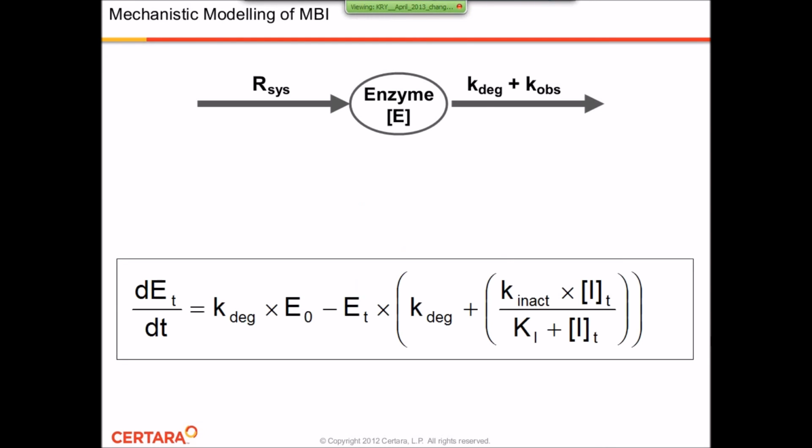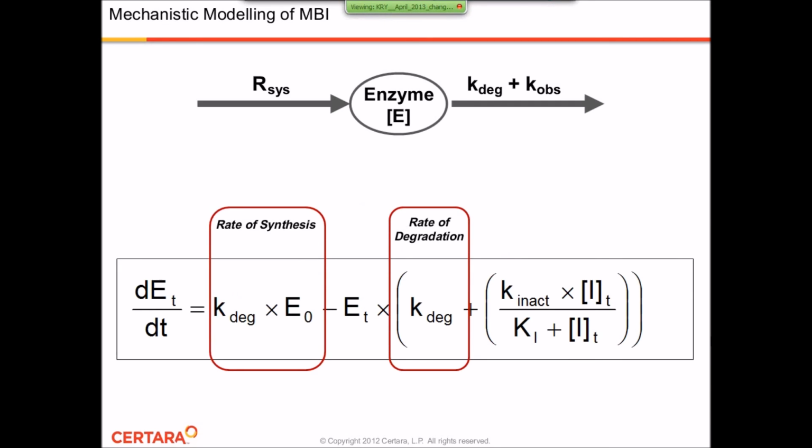To model this in SimSip, we use this equation here. We've got the rate of synthesis, we've got the rate of degradation, but also we've got this additional component here, which is the rate of inactivation. This is the system parameter, and then this is the drug-dependent parameter. And at each inhibitor concentration, we are calculating what the kobs value is.